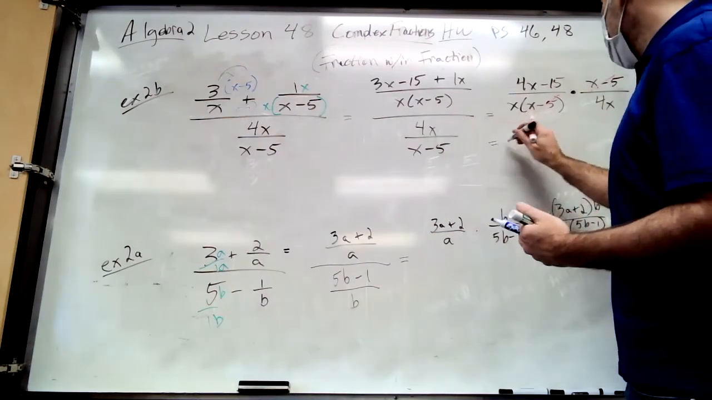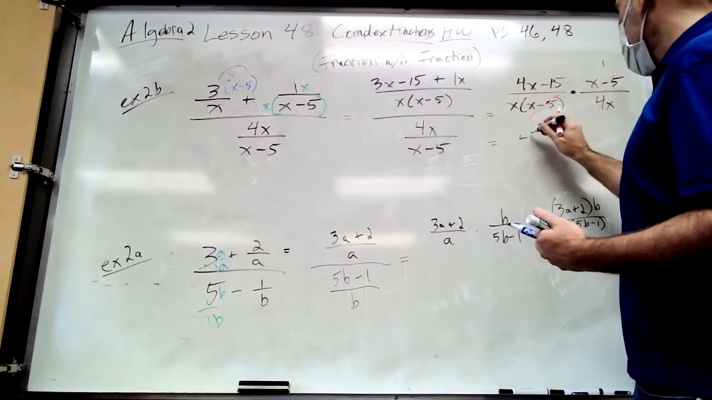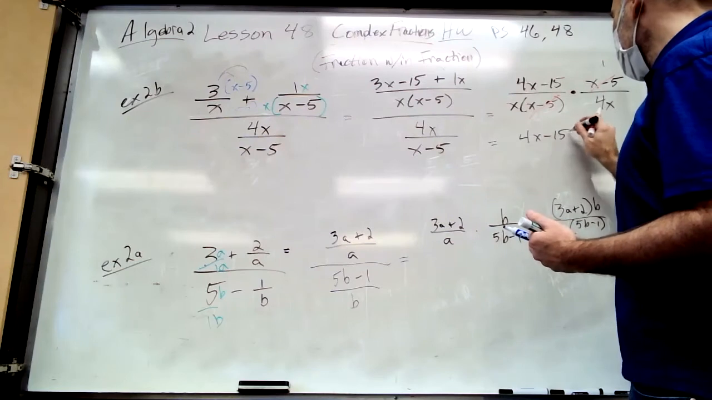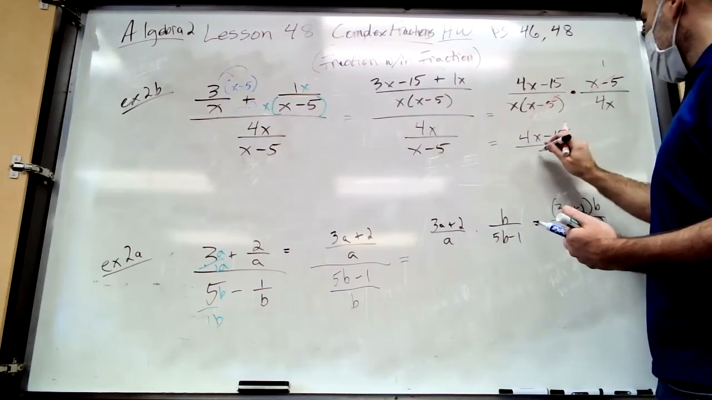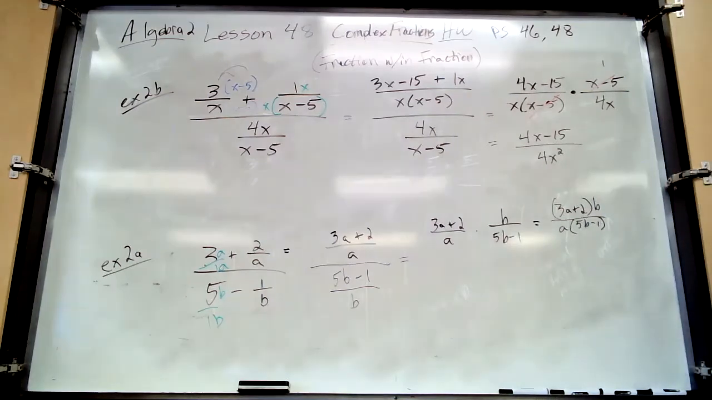So you end up with, this is just a 1, so 4x minus 15 all over 4x squared. And it's heartbreaking, right? You see those 4x's over each other and you want so badly to cancel something. Just let me cancel something. But you can't. That's it.